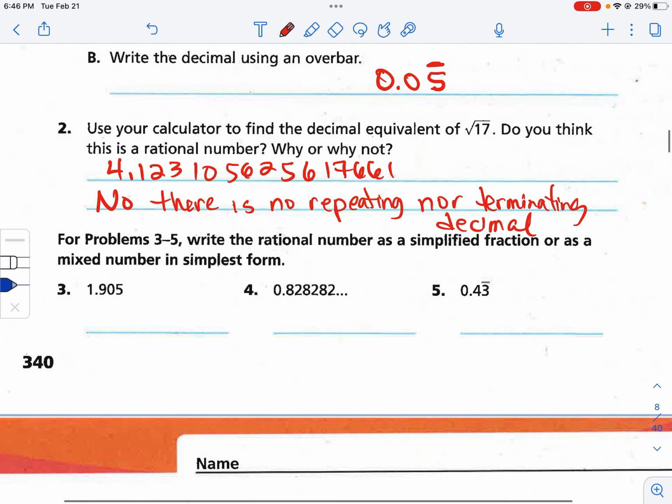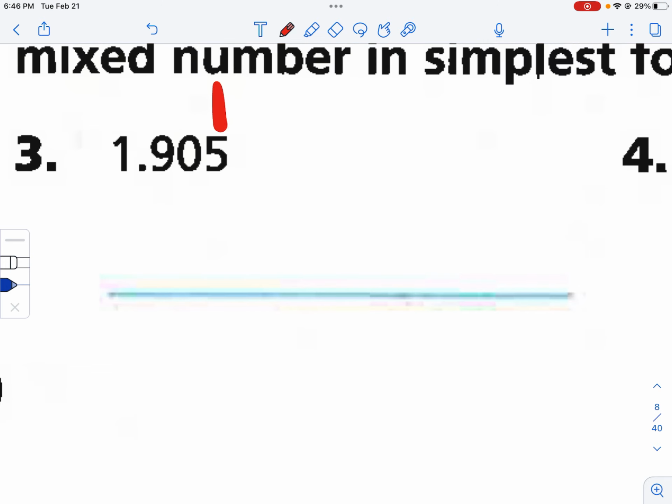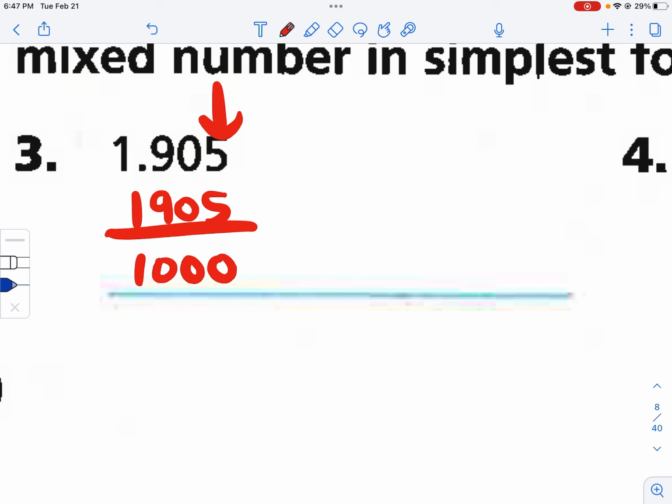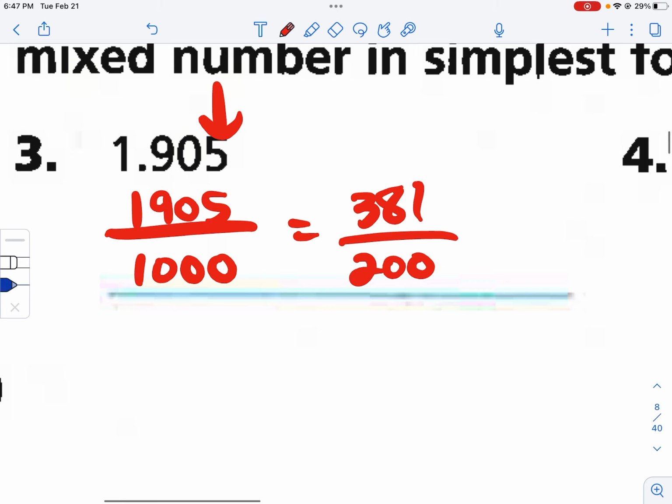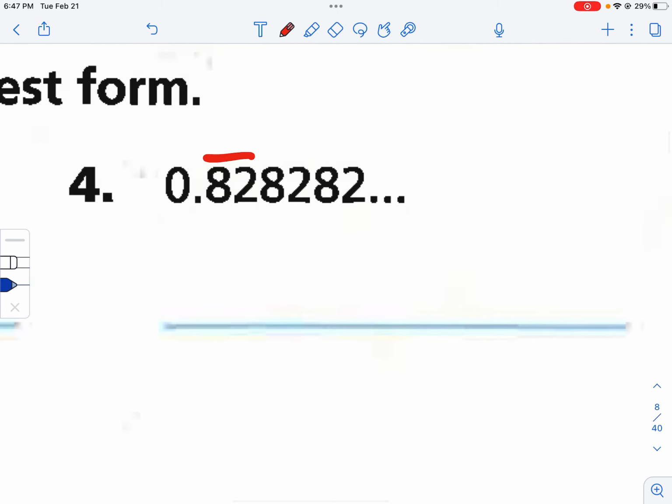Okay? Over here, write it as a rational number in simplified form. So this is ending, this terminated. That is the 1,000th spot. So 1905 over 1,000. It helps if you know how to divide in your head, but if you don't, that's okay. So 381 over 200.